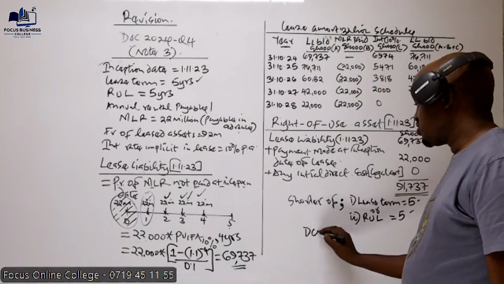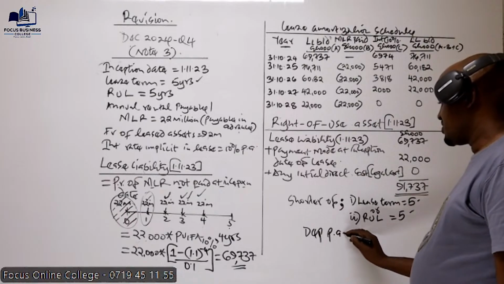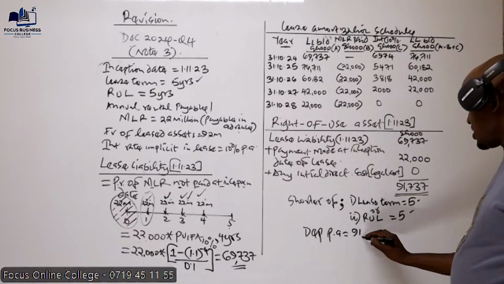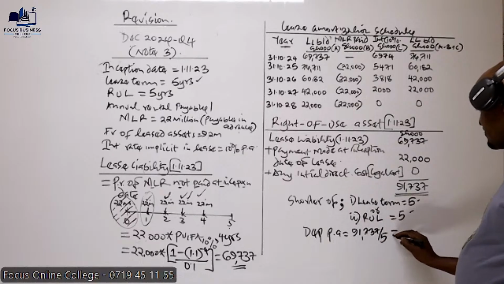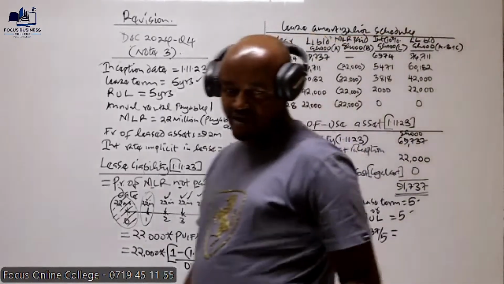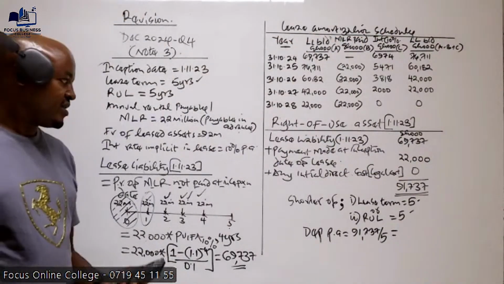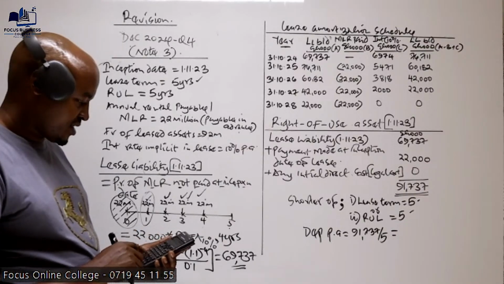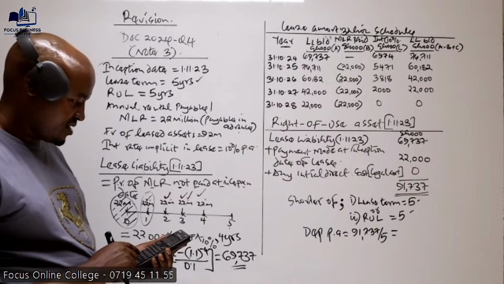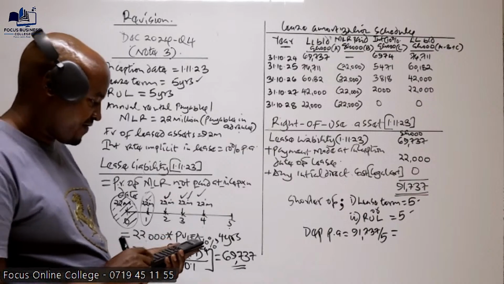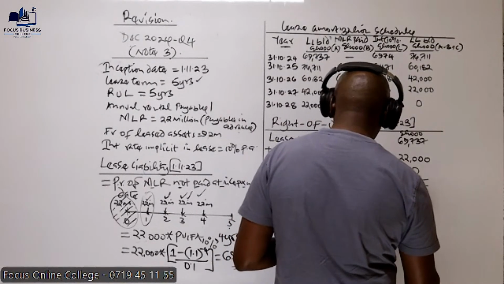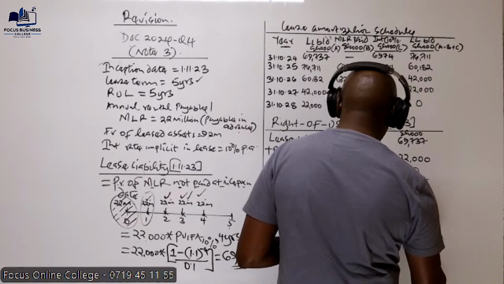So therefore, the depreciation per annum for this right of use asset should be equal to 91,737, which we basically divide by 5. That will give us the depreciation of the right of use asset, 91,737 divided by 5. And that will give us an amount of 18,347.